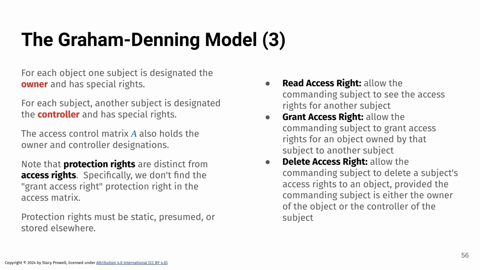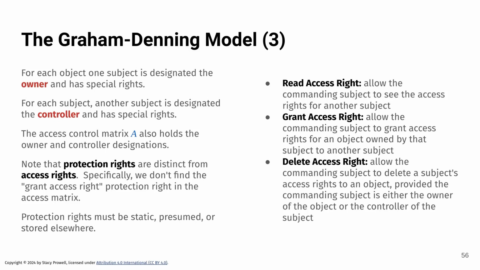So we have a notion of an owner of an object, and a controller of a subject. That's great language. Nothing seems wrong with that to me at all. The access control matrix also holds the owner and controller designations. So if I make myself the controller for Alice, I go and look in the access control matrix, and I find my row, and I find Alice's column, and I put control in that cell to indicate that I am the controller for Alice. Now, an important distinction to make is a distinction between protection rights and access rights.